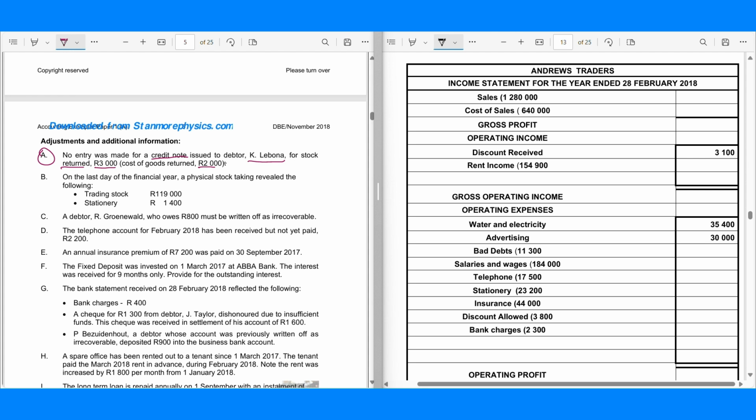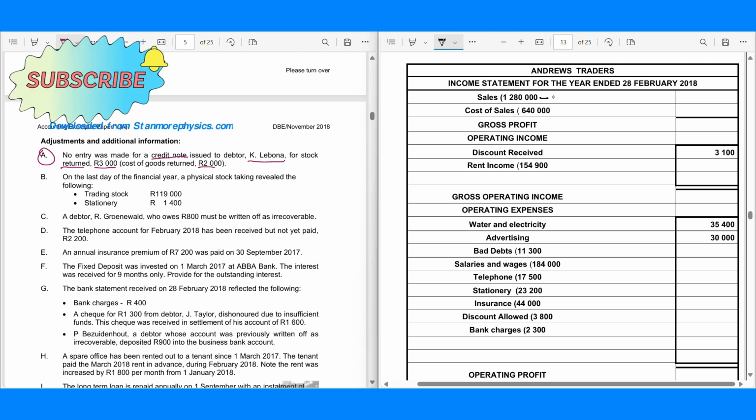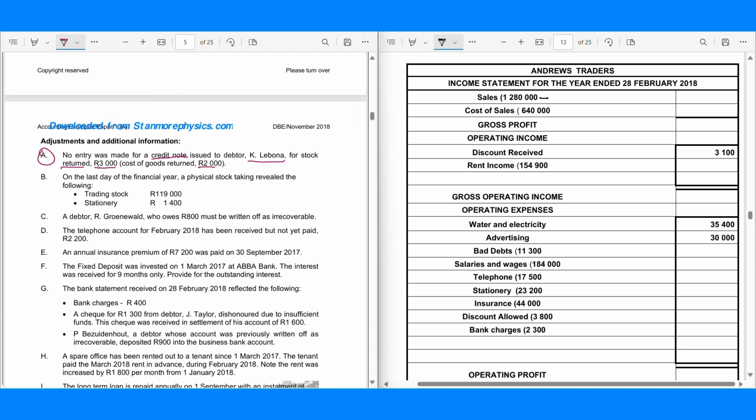When a credit note is issued, you must know that we must decrease our sales. So we are going to decrease our sales with the selling price of 3,000. That's why I always tell you, from those formulas I gave you, the selling price of a credit note reduces the sales. So you understand it now, right?